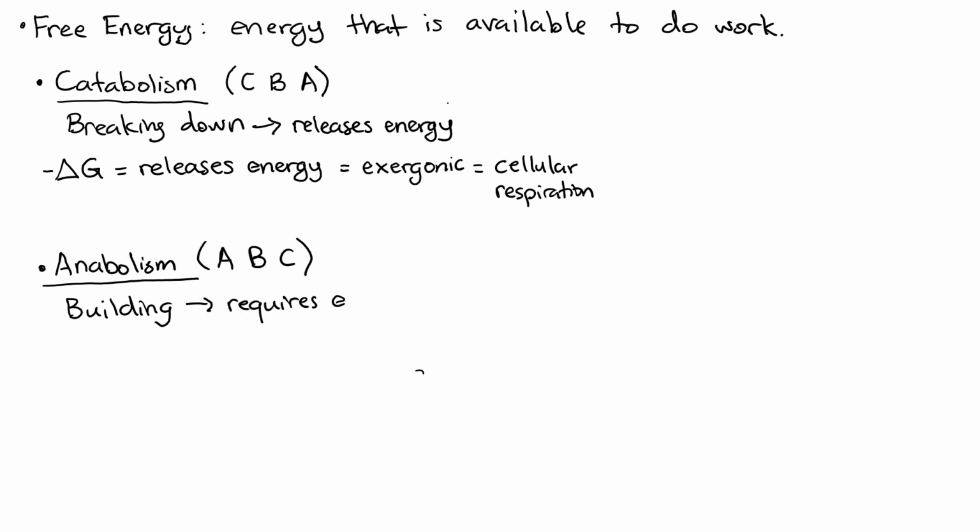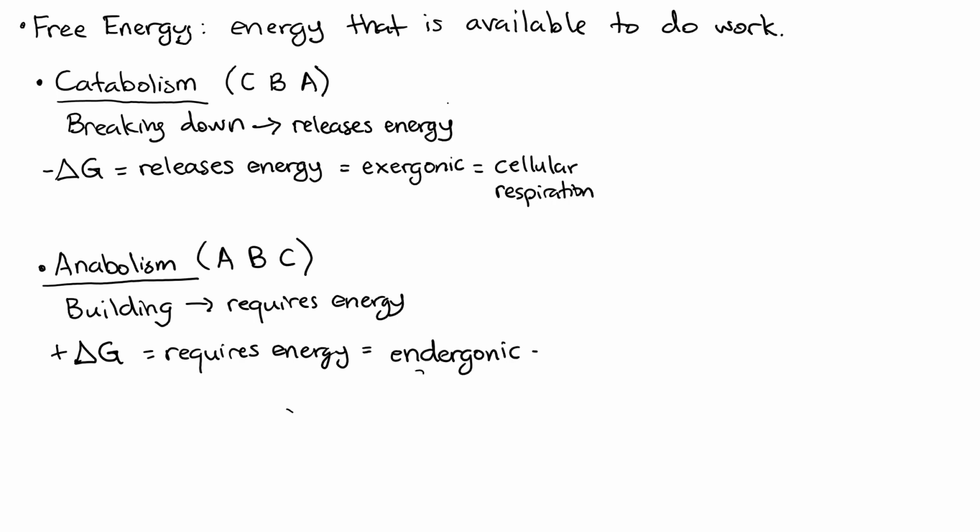We can tie this again to free energy. This time, positive delta G, which means requires energy. And to describe it with the reaction, it's going to be endergonic reactions. It is a reaction that requires energy to build something. And the big one is photosynthesis. We are building glucose from sunlight.